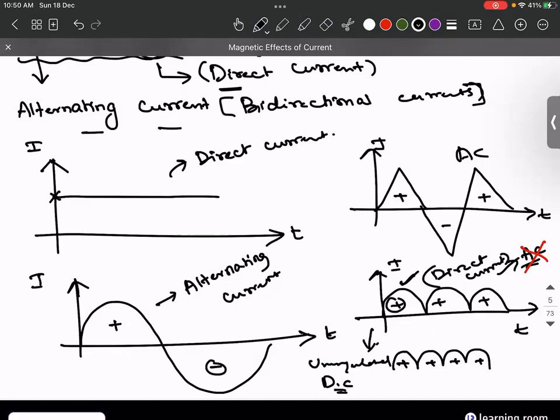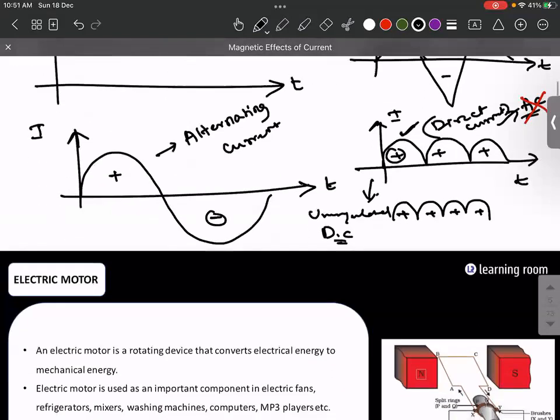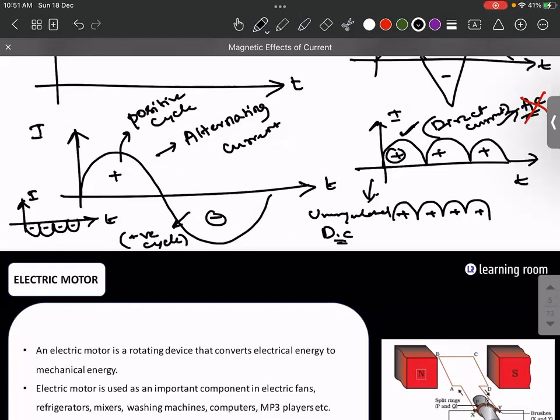Oh, sorry. Okay. So what if in the fourth case the waves were in the down position? It is still unidirectional. If it is only in one direction, it is unidirectional. See, for example, if I have something like this, only negative, it is still a direct current. Because it is one direction, only negative sign is there, no positive sign. So basically, this positive part is called the positive cycle, and this is called the negative cycle. Are you able to understand?